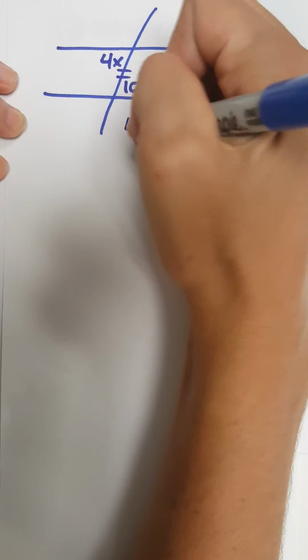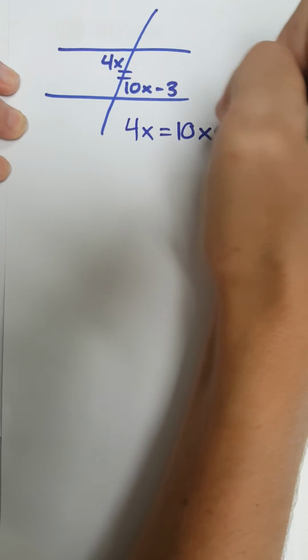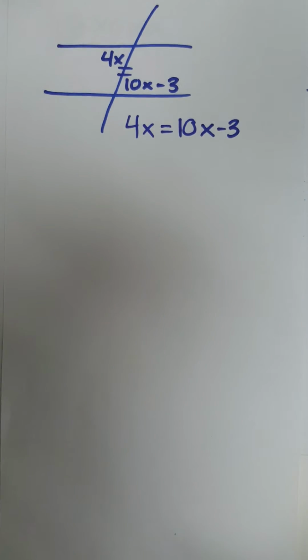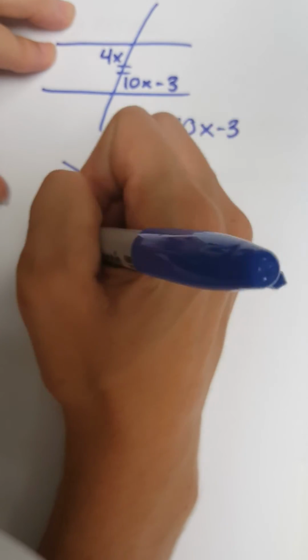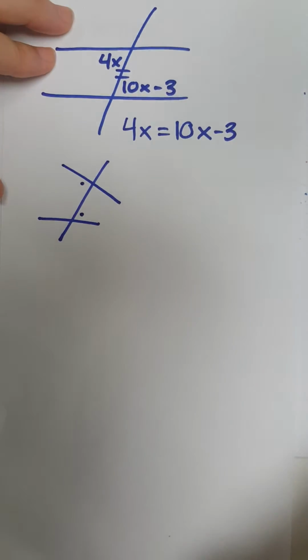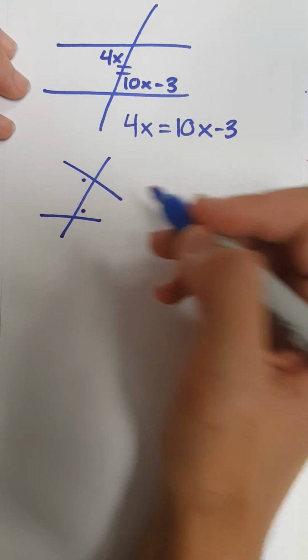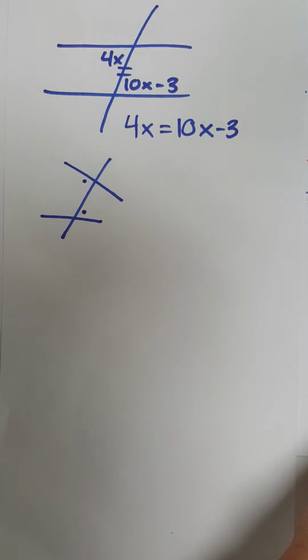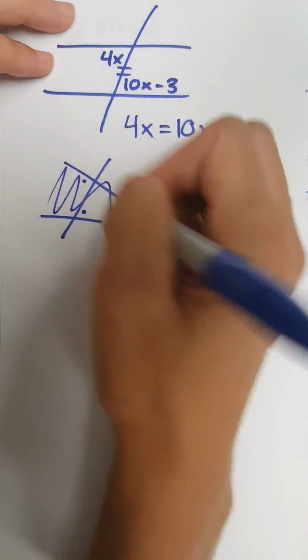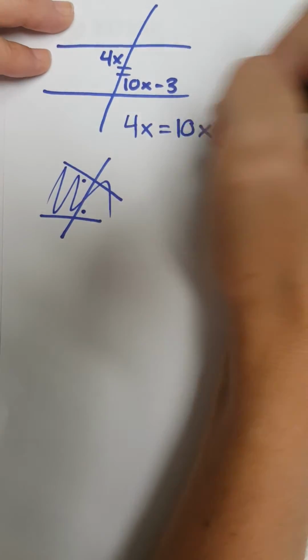So we're going to take 4x equals 10x minus 3. Now remember, this is only if the lines are parallel, or if we're trying to say that they're going to be parallel. Okay, remember, we're allowed to have other types of lines. Technically, those 2 will be alternate interior. But since the lines aren't parallel and we're not trying to prove that they're parallel, we're not saying that they're equal.